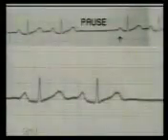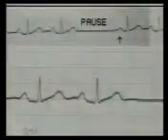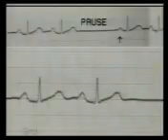This ECG shows a pause. The preceding beat is not premature. Preceding P wave is normal. So this is a sinus pause.